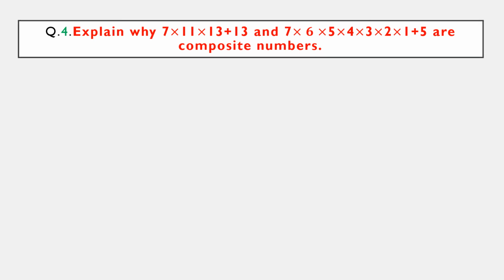So here is your next question. Explain why 7 into 11 into 13 plus 13. This is one term and this is one term, because there is plus in between these two terms. Here also there is a symbol into, but this doesn't separate the terms, because into and division will not separate the terms.